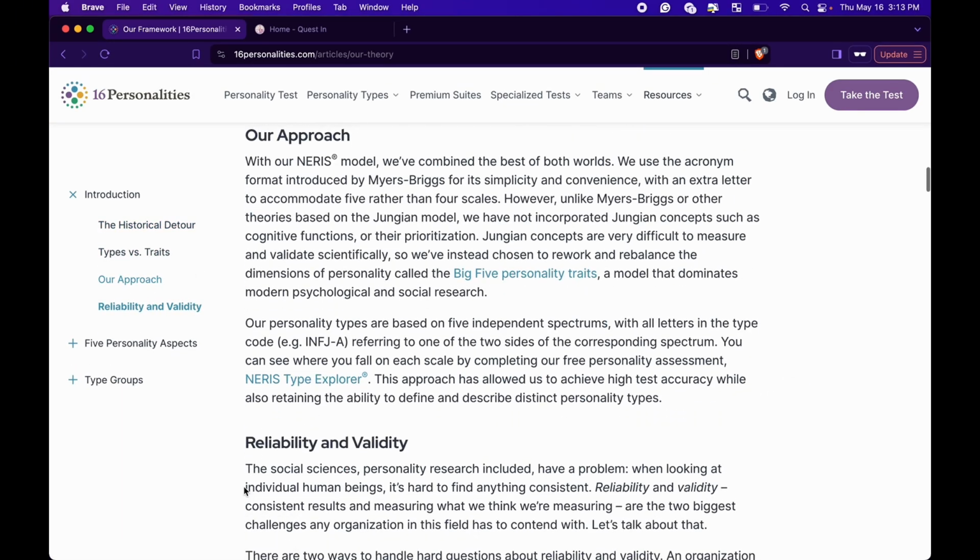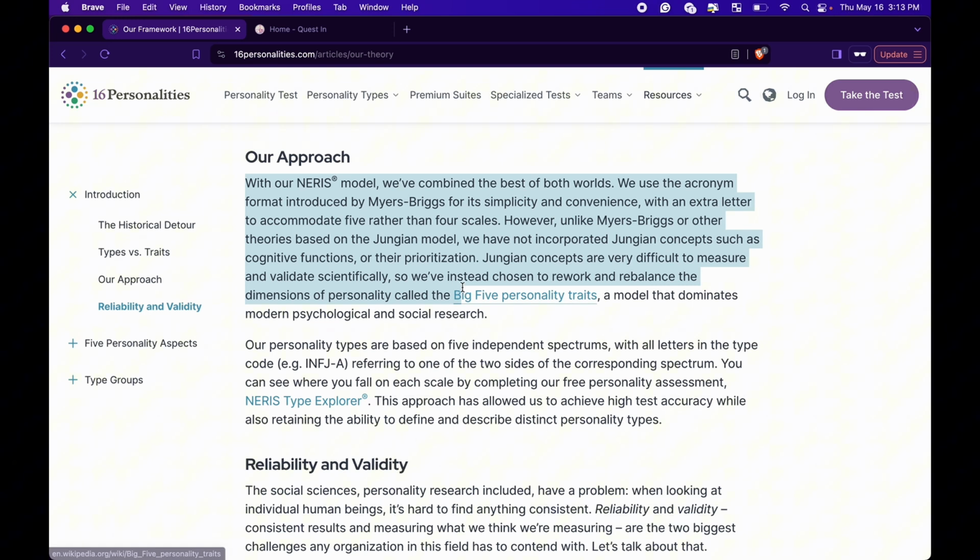But on the 16personalities.com website, they write, "With our NERIS model, we've combined the best of both worlds. We use the acronym format introduced by Myers-Briggs for its simplicity and convenience, with an extra letter to accommodate 5 rather than 4 scales. However, unlike Myers-Briggs or other theories based on the Jungian model, we have not incorporated Jungian concepts such as cognitive functions or their prioritization. Jungian concepts are very difficult to measure and validate scientifically, so we've instead chosen to rework and rebalance the dimensions of personality called the Big 5 personality traits, a model that dominates modern psychological and social research."